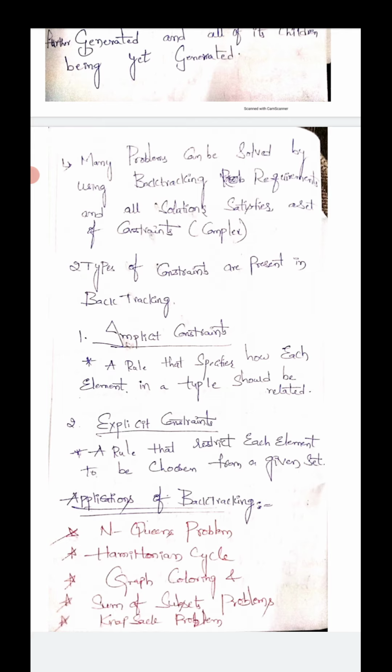Here we have seen some of the applications of backtracking, which we need to study in further videos. The first one is the N-Queen problem, second is the Hamiltonian cycle, third is graph coloring, fourth is the sum of subset problem, and finally the knapsack problem. These are the applications that come under the backtracking methodology.